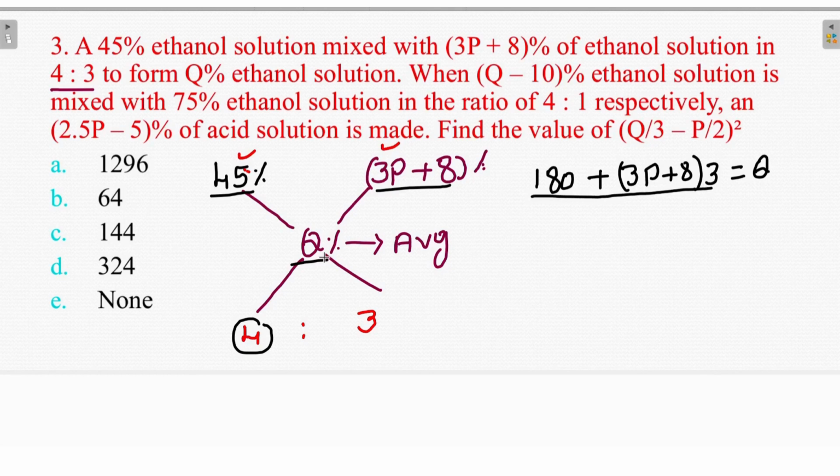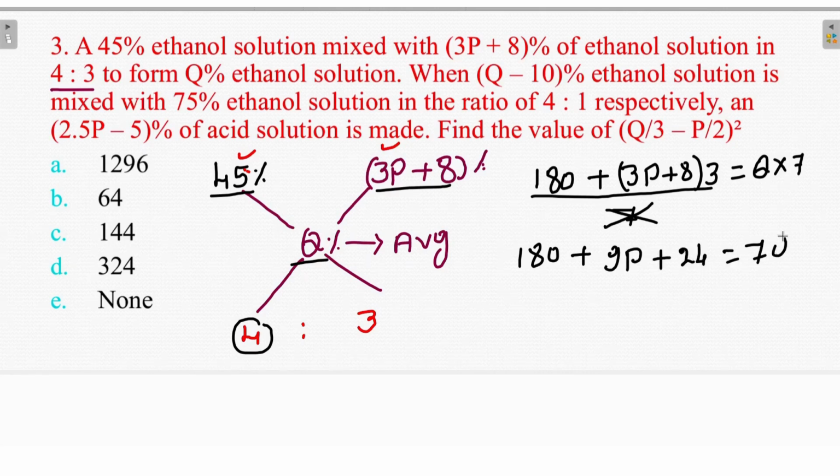Divided by how many members? 4 plus 3, 7. If I shift this number to this side, it will be 7q. Now 180: if I solve this equation, 180 plus 3 3s are 9p plus 8 3s are 24 is equal to 7q. I will shift this number to this side, which means 7q minus 9p is equal to 204. That is the first equation, 204.